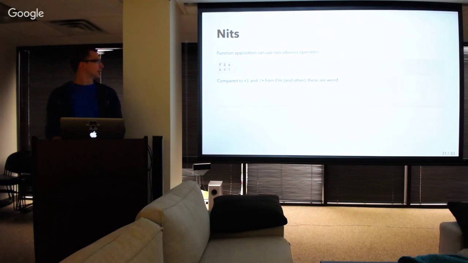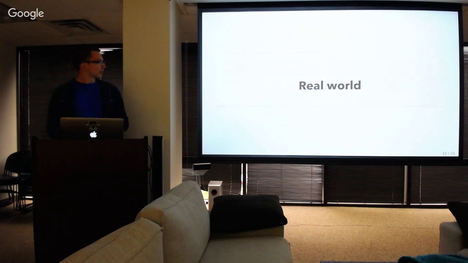And my last nit is that they didn't use pipe forward and pipe backward from Elm. They used $ and £ for function application and reverse function application. And this is especially annoying because £ is not even the same one that Haskell uses. It uses ampersand, so it's weird and different than where it came from. Those are all the nits I have.